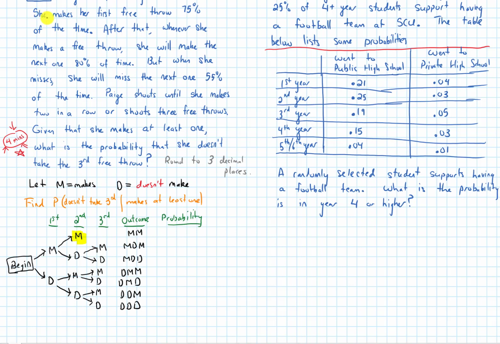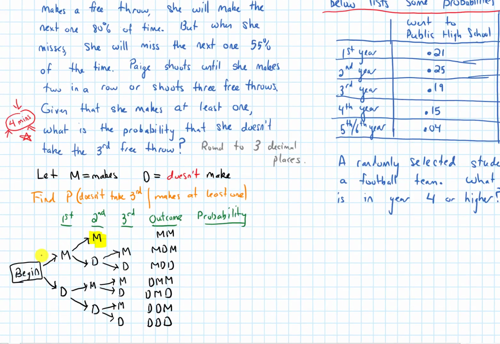And now let's put in some probabilities. The question says she makes her first free throw 75% of the time, so that is 0.75. That means she misses the first one 25% of the time, so that's 0.25 as a decimal. And then thereafter it says when she makes a free throw, she will make the next one 80% of the time. So starting at the M, going to the next M, there's a 0.8 probability that she makes that next one, which would mean that she misses with a 0.2 chance, because those have to add up to 1.